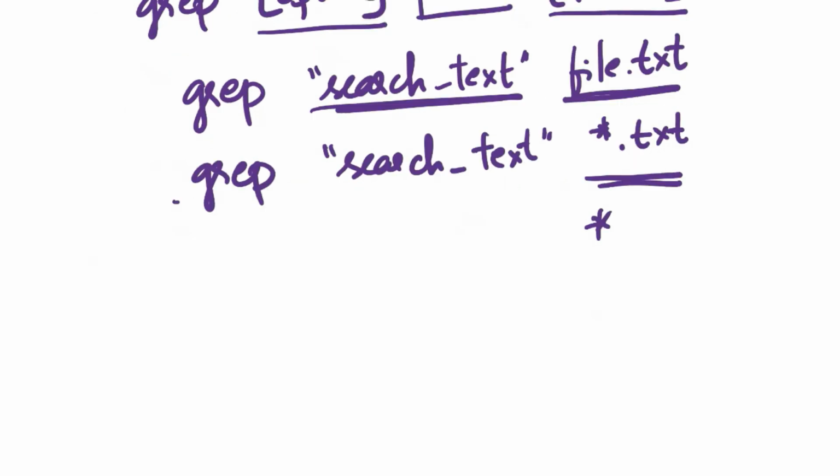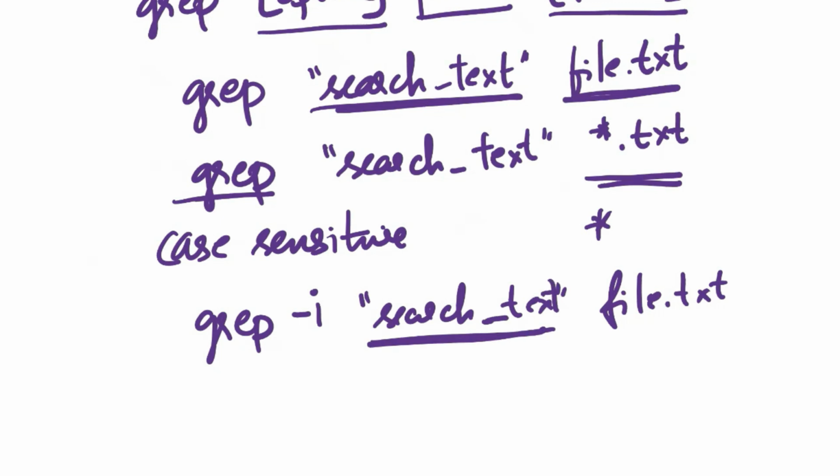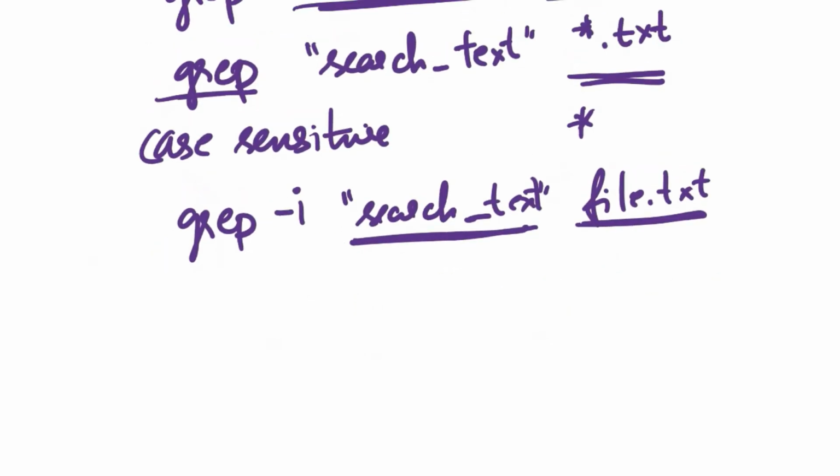So by default, grep is case sensitive. For you to do a case insensitive search, you need to use the option -i. So it will be grep -i search_text file.txt. This is going to search for search_text case insensitive in the file.txt. Next, to count the number of times a pattern appears in a file without displaying the matching lines, you can use -c.